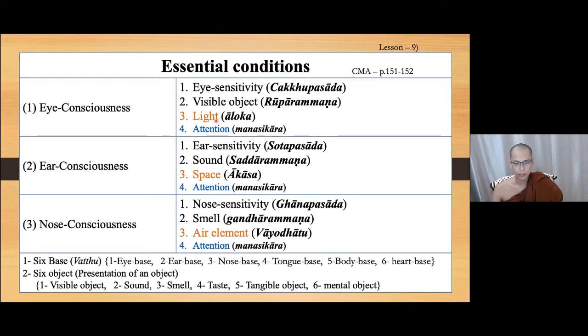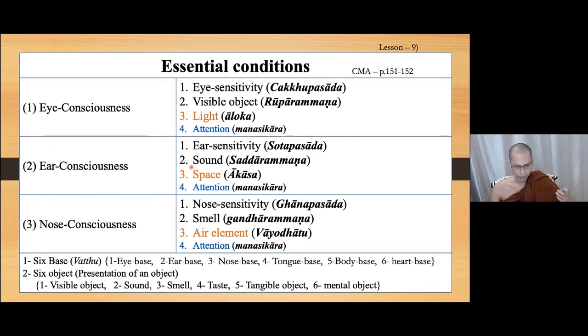If it receives the support of light and attention, the other conditions, light and attention. So when the visual form appears, striking toward the eye sensitivity, our eye, by the support of light and attention, the eye consciousness arises. In this way, we can understand every consciousness and its essential conditions, how they are related, how they give rise.